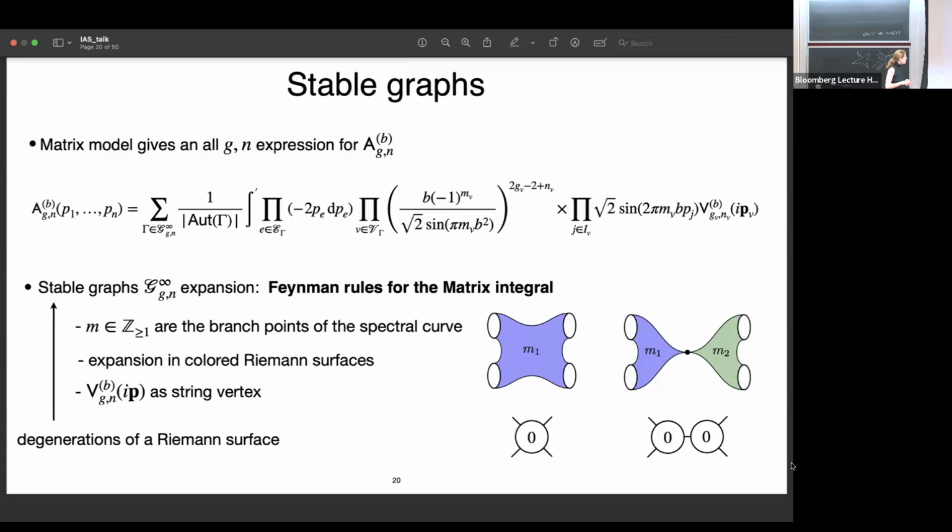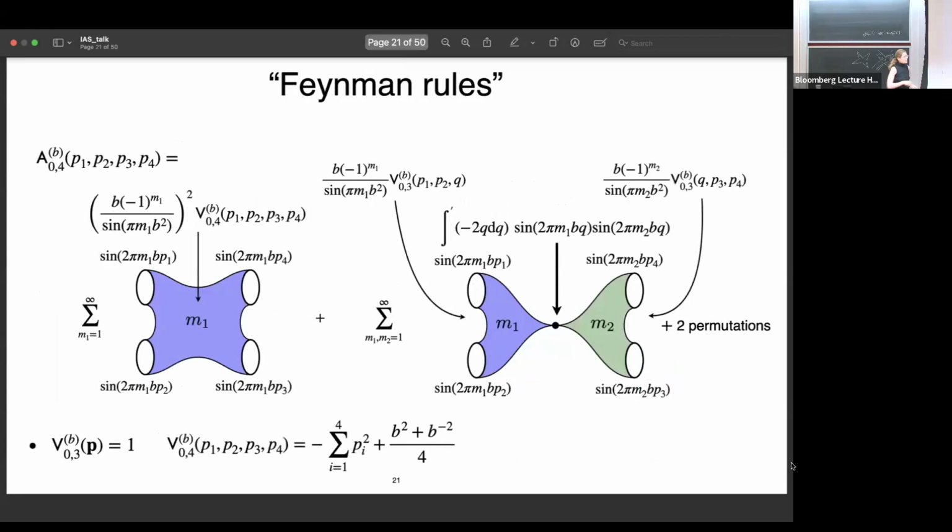All these integers. Basically this is an expansion in terms of colored Riemann surfaces, because this has a color m1, and this has a color m2. Once I hit an internal line, like a nodal singularity over here, I need to integrate over it. And each of the vertices, this vertex, this vertex, and this vertex, gets the string amplitudes of the Virasoro minimal string as a string vertex. But let's look at this in an example.